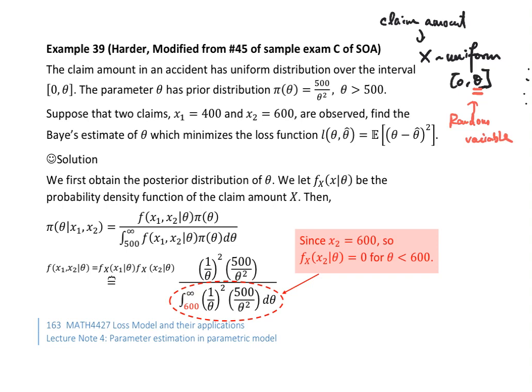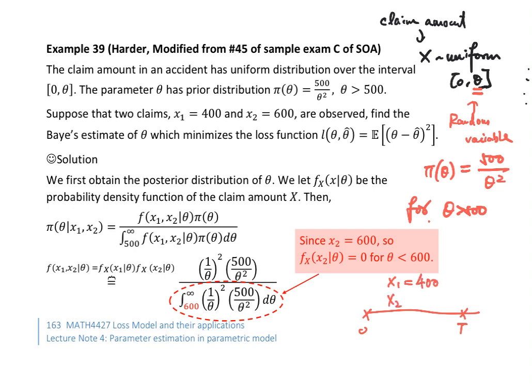Okay, initially we assume that theta has this parametric distribution, and theta is greater than 500. This is my initial guess on the distribution of theta. Now let's suppose some time has passed, and in this period I got two observations on this claim amount. One is $400, another one is $600.